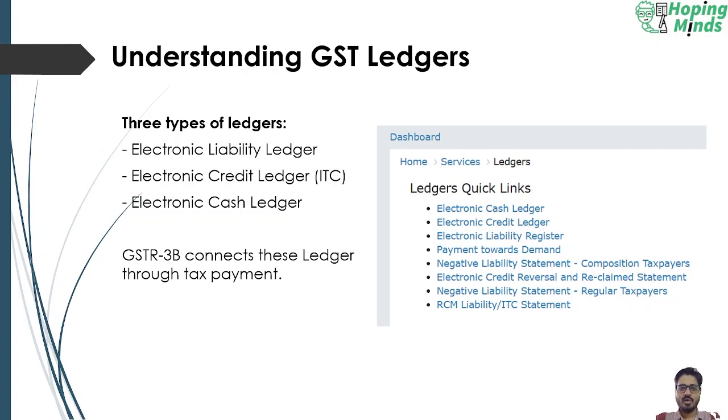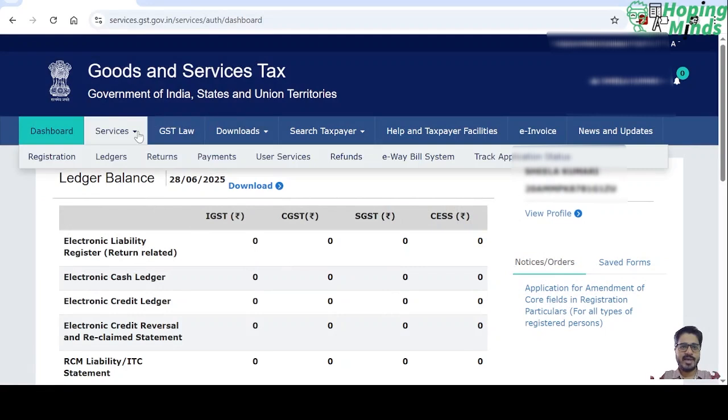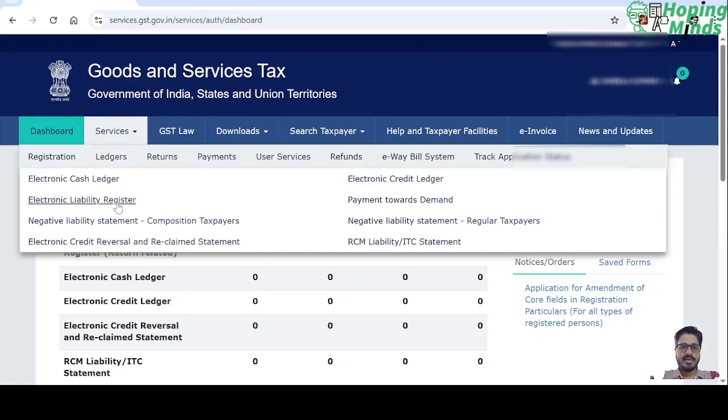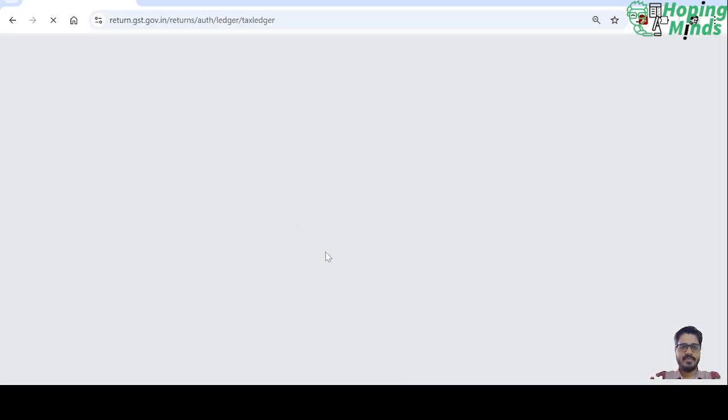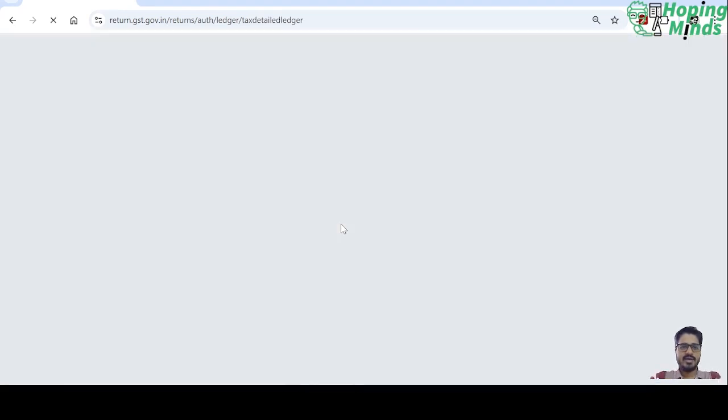So let us see how these ledgers appear in the GST portal. After logging into the account, we have to go to the services tab. Under this, we have to go to the ledgers. Here, this is the electronic liability register or the electronic liability ledger. Let us see this. There are two parts. Part 1, return related liabilities, and part 2, other than return related liabilities. So let us see the return related liabilities.